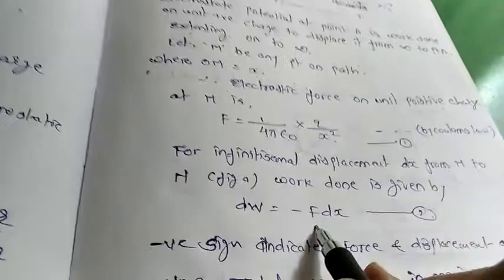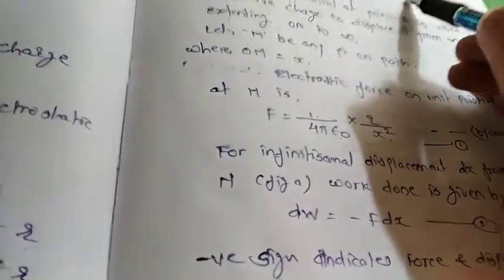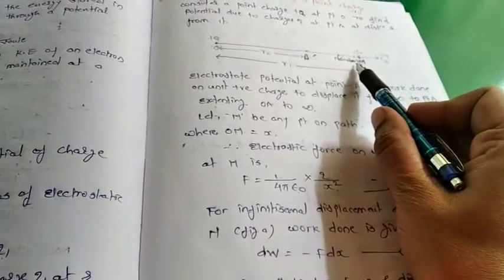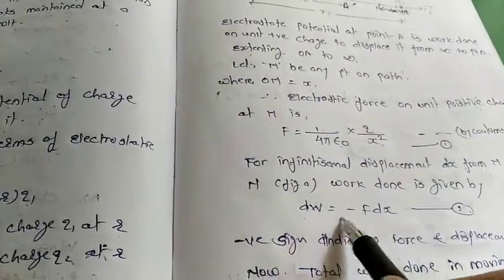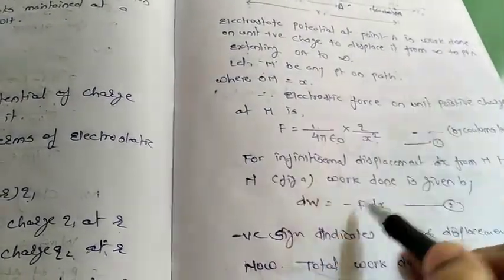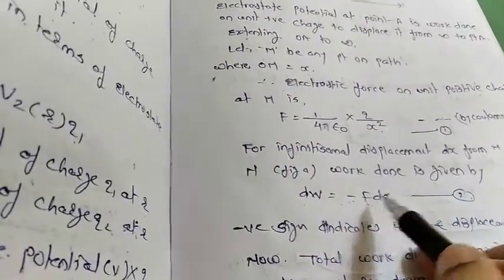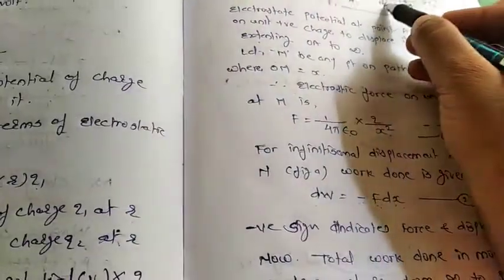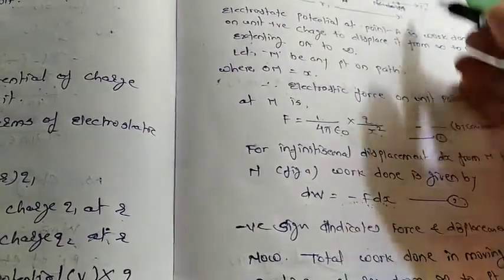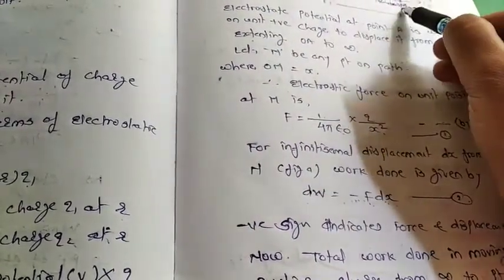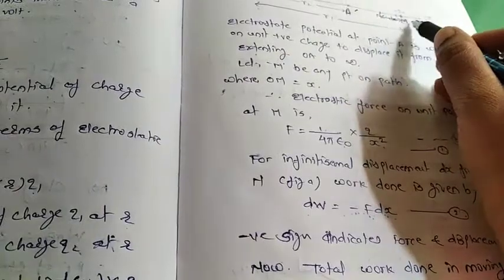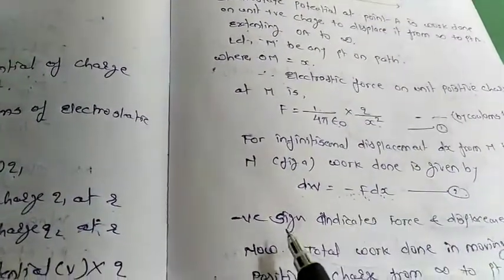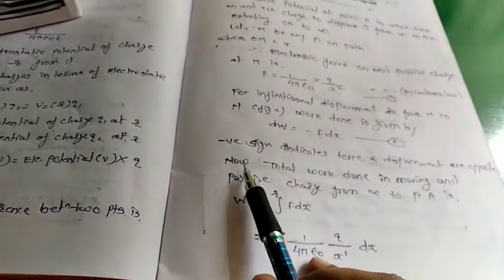So what is the work done to move from point M to N? The work done dW is equal to force into displacement. This force is minus F into dx, where dx is the displacement and F is the force. This negative sign is given because the force is acting in this direction and the displacement is opposite to the direction of the force. As the displacement and force are oppositely directed, we have taken the negative sign.